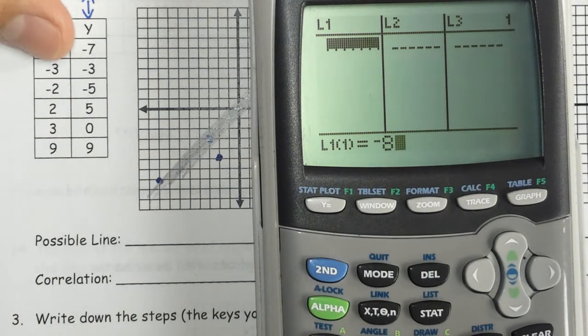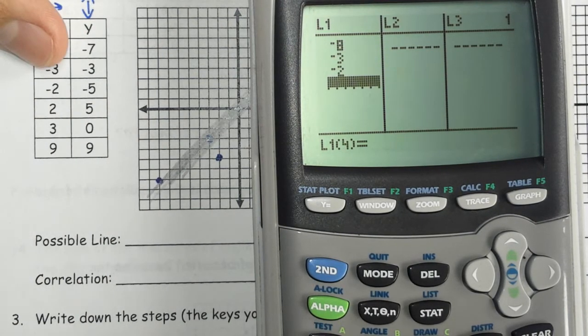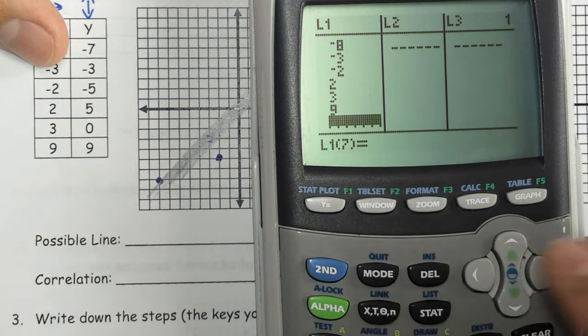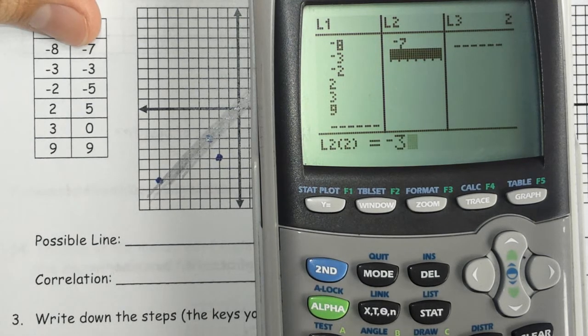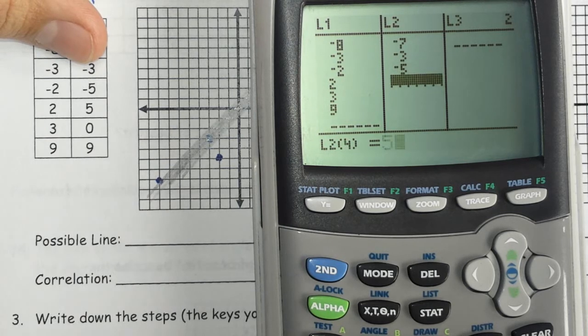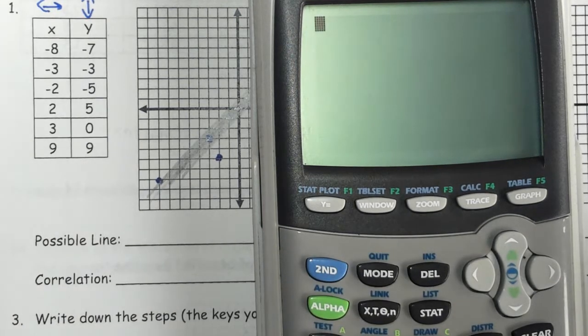If it's a subtraction in between two numbers, we use the gray one. Alright, so we have -8. Enter. -3. Enter. -2. Enter. 2. Enter. 3. Enter. 9. Enter. Then I can go over to the other side. -7, enter. -3, enter. -5, enter. 5, enter. 0, enter. 9, enter. There are all my points. I can go ahead and quit that, get out of that.